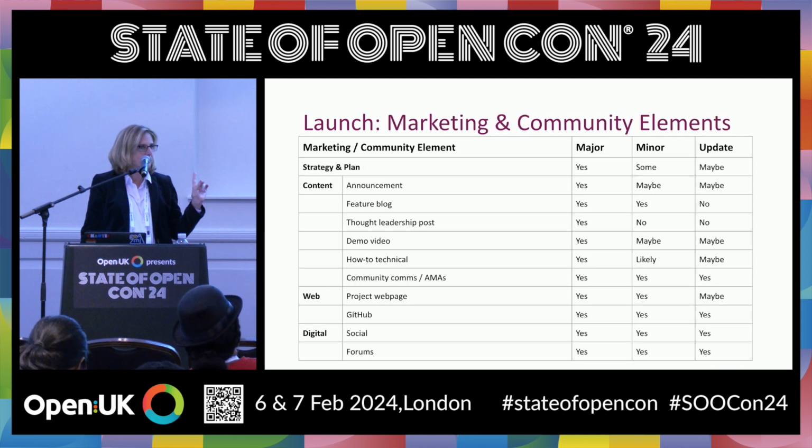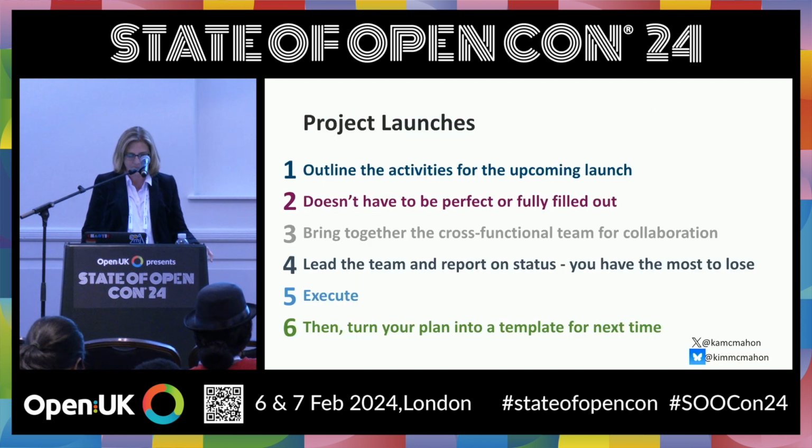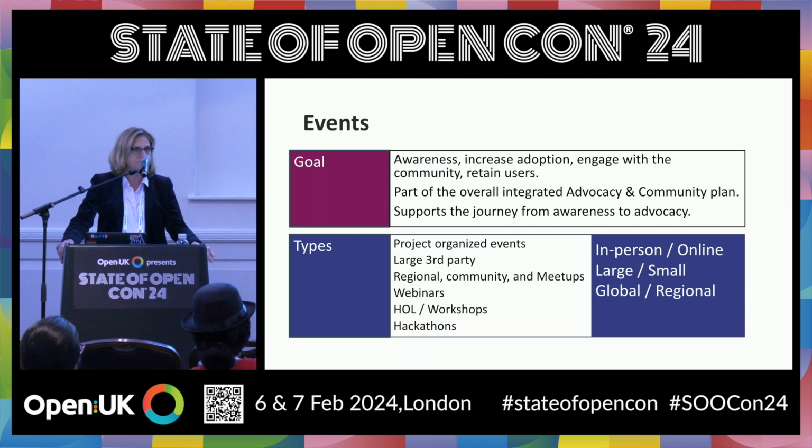And another little example, I kind of prepare out a chart, kind of let the team know that if it's a major release, I'm going to want to do an announcement. So I do intend to go ahead and put together this chart so that they have an idea of the things that I'm thinking about as I do a release. So again, kind of outline these activities. Doesn't have to be perfect or fully filled out. Bring the cross-functional team together. And you need to lead the team on doing these, because when it's not announced, it all ends up flowing downhill down to the advocacy team. Execute, and then, as I mentioned, add it into your template.